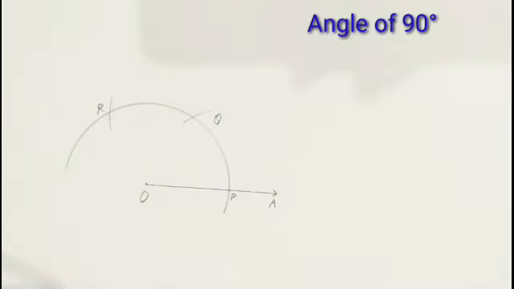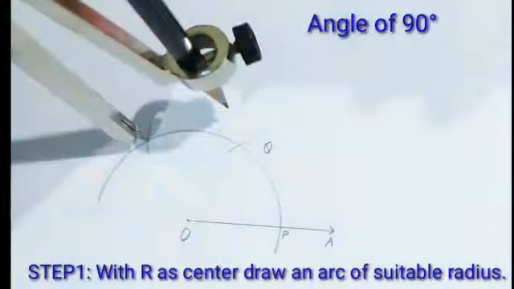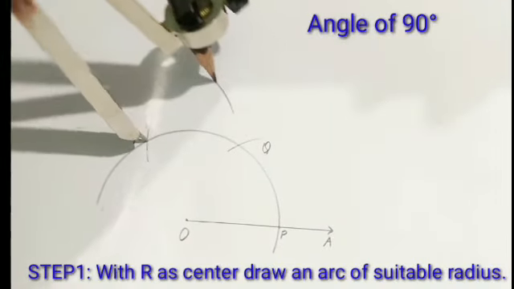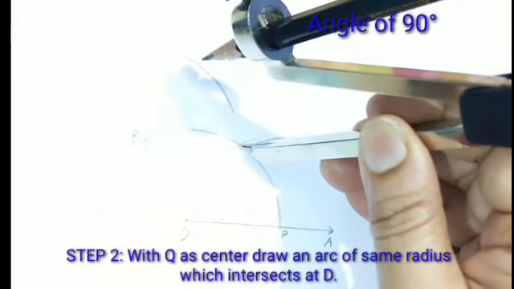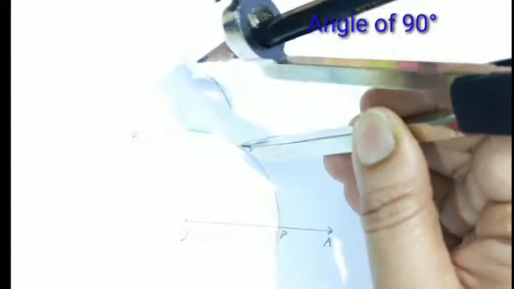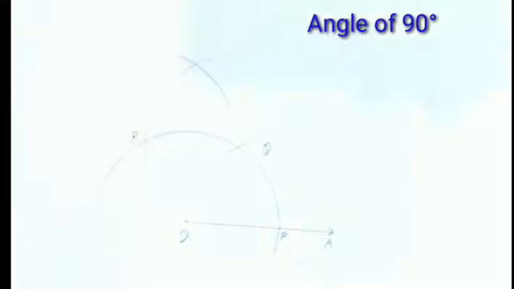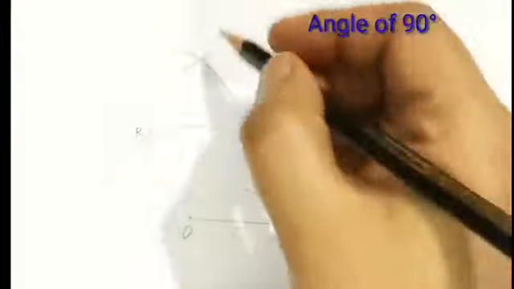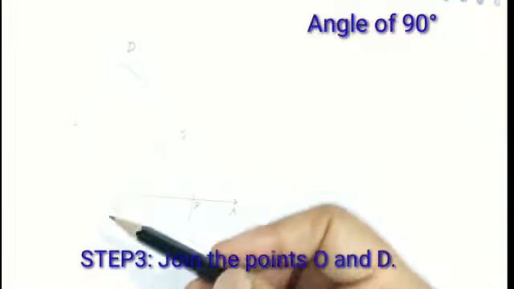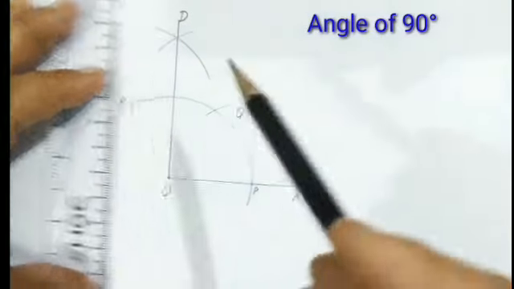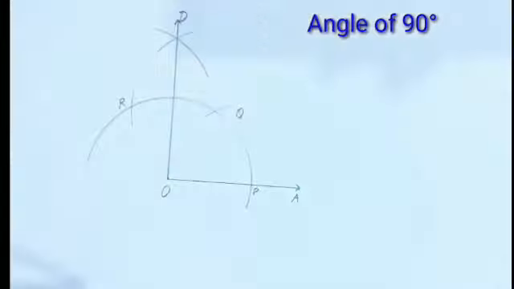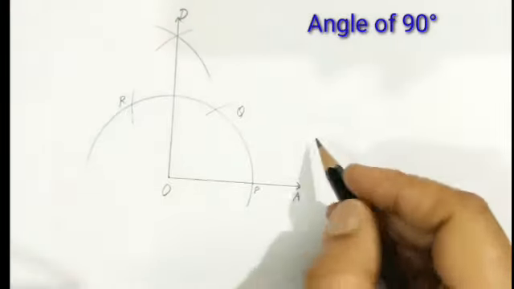We will go to the main steps of construction of an angle of 90 degrees. Step 1. R as center, draw an arc of a suitable radius. Step 2. Without changing the radius of the arc, Q as center, repeat the same step. The two arcs meet at point D. Step 3. Join D and O. Hence, angle DOA measures 90 degrees.